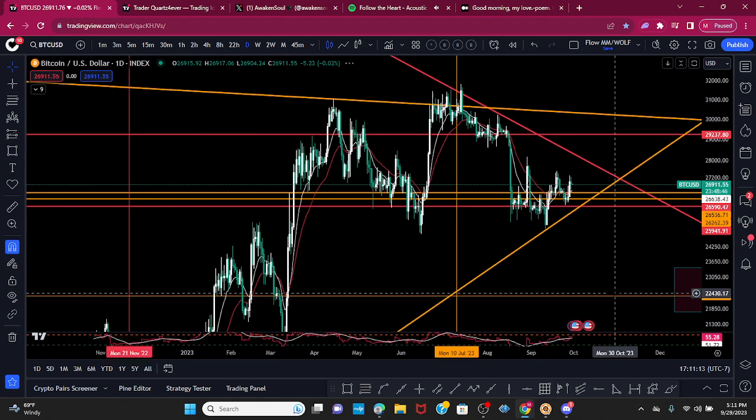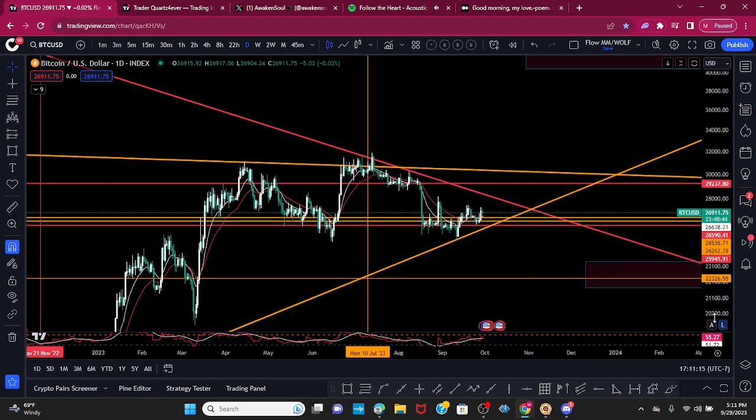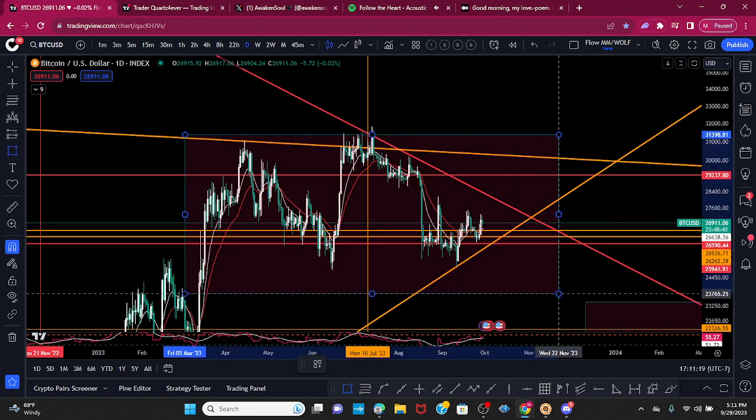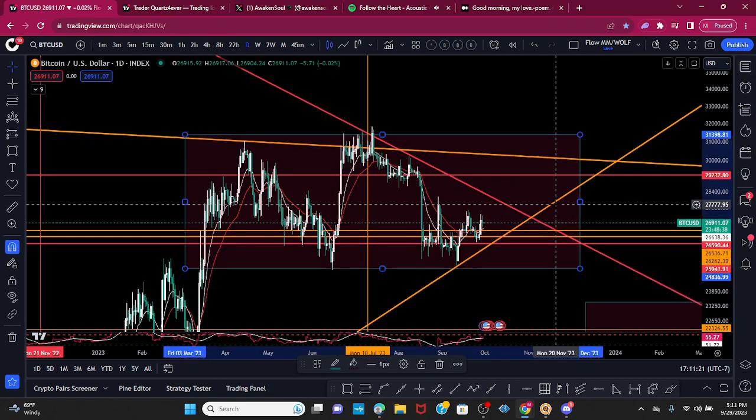What's the story? What is the daily contraction phase telling us? Just like we had the weekly, this is our daily contraction phase. And what is the daily contraction phase telling us?